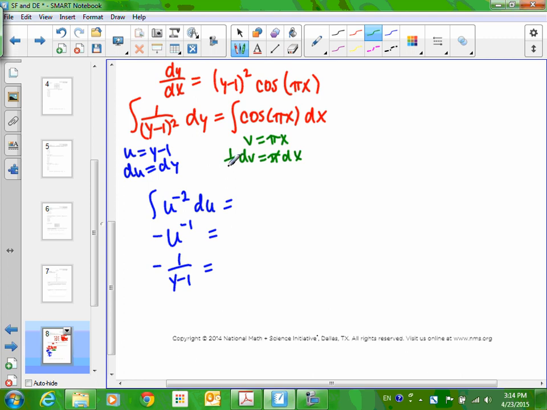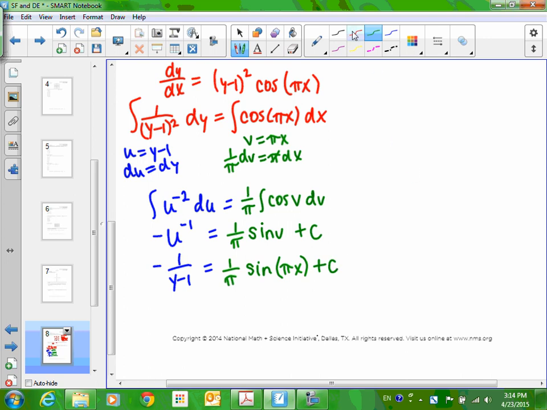Okay, what do I need to do with this pi? I need to divide that thing over. So that's going to go out to the front, and this is going to become cosine v dv. What is the integral of cosine v? Sine v. And so when I integrate this, it becomes sine of not v, but pi x. Okay, I went through that integration part really quickly. I know I did. All right, let's just leave that. We've been integrating a lot, so that's why I kind of went through that fast.